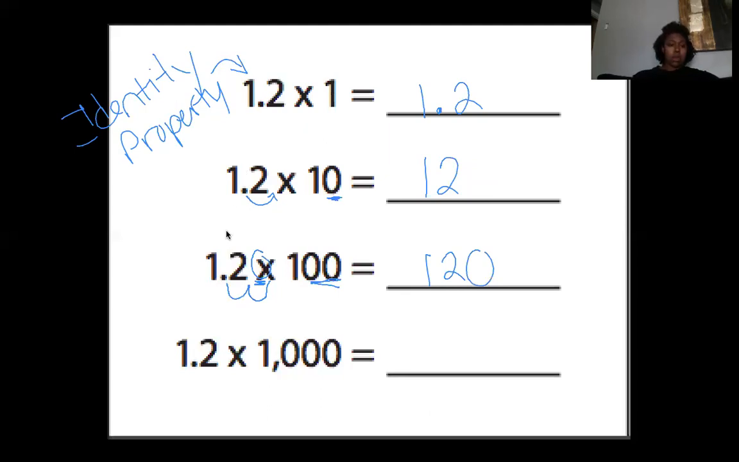Okay, let's look over here. 1.2 times 1,000. Well, 1,000 has 3 zeros. So I'm going to move 3 times. I'm going to skip 3 places. There's the 2, and then a blank place, and then another blank place. Well, that means I have 2 blank places. That is 2 zeros I need to put in. That is 1, 2, 0, 0. Sorry, that kind of looks like a 6. That's a 0. Decimal. All right.